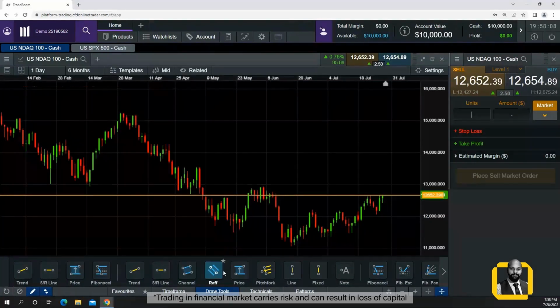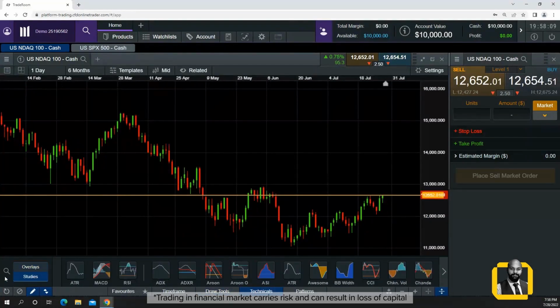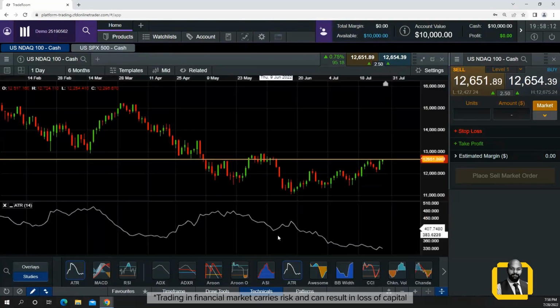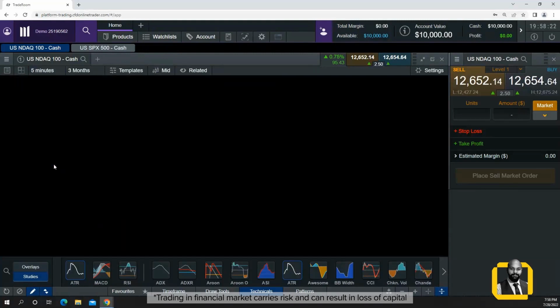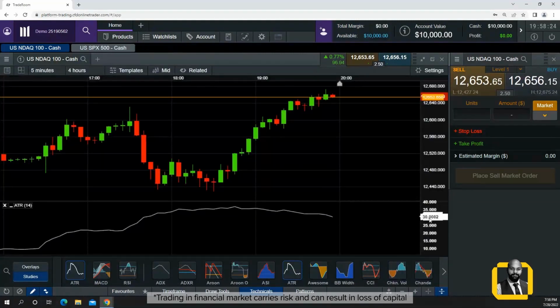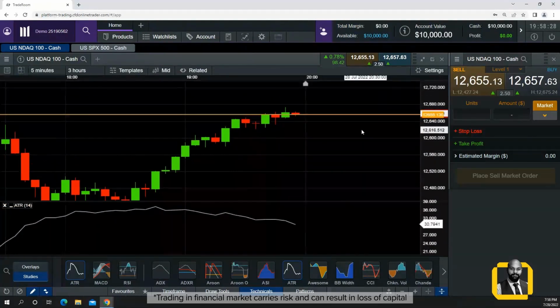Okay, let's open ATR for Nasdaq. Now I open Nasdaq because Nasdaq moves more than SPX. Nasdaq moves about $300 a day on average as per the ATR. Let's look at 5 minutes. On a 5 minute time frame, Nasdaq moves easily $30. Now you do the same analysis.